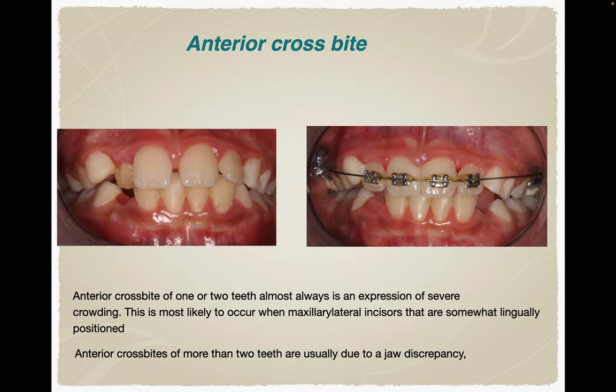But if the teeth that are in crossbite are all the incisors, that means that there is more of a skeletal element to this malocclusion. All of them, or 3 of them, that's going to tell you that there's something skeletal with this anterior crossbite, and this will be discussed in detail when we discuss interceptive treatment of class 3 malocclusion.